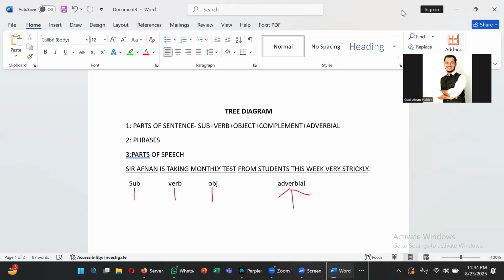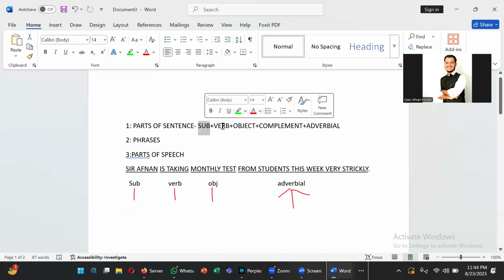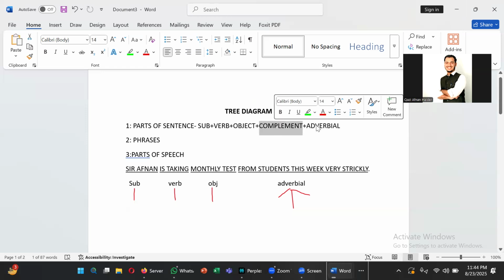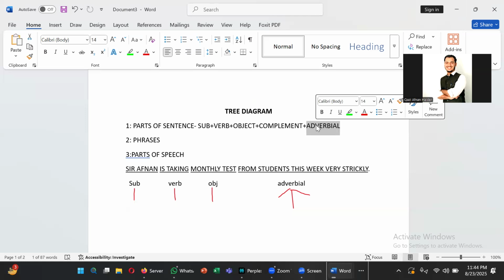We have five parts of a sentence: subject, verb, object, complement, and adverbial. These are the parts of a sentence. In every single sentence, you can find these parts. Sometimes you find subject, verb, object. Sometimes you have subject, verb, and complement. Sometimes you have four, such as the combination of subject, verb, object, and adverbial. It is a very exceptional case that you can make a sentence by following all the parts of a sentence.